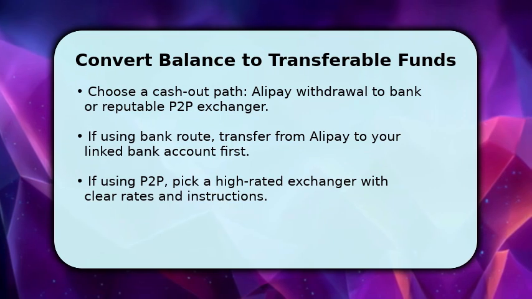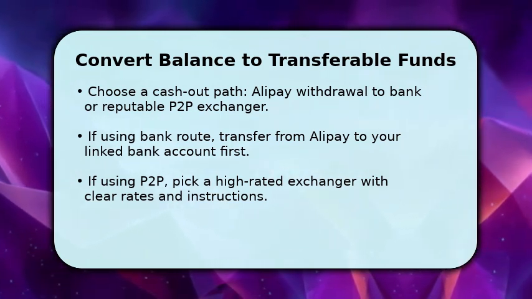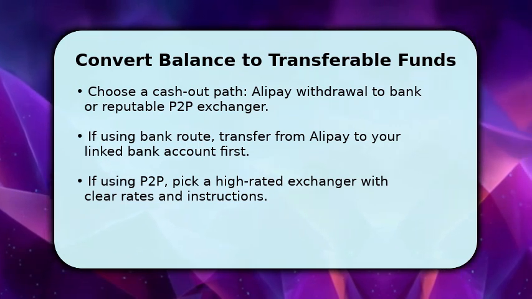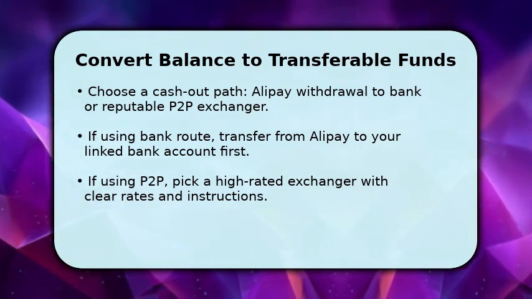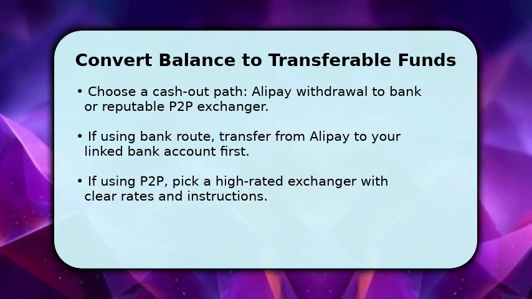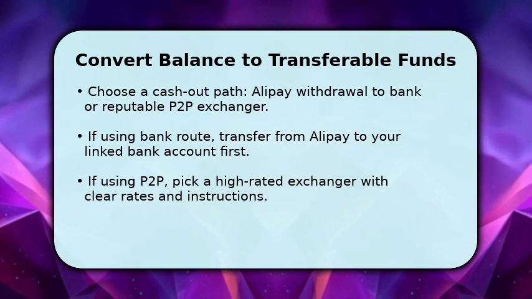Alternatively, use a reputable peer-to-peer exchanger. Post or accept an exchange order, transfer your Alipay balance to the exchanger, and they'll send PHP to your Gcash number. When choosing exchangers, check ratings, fees, and confirmation times, and double-check recipient details before you send funds.